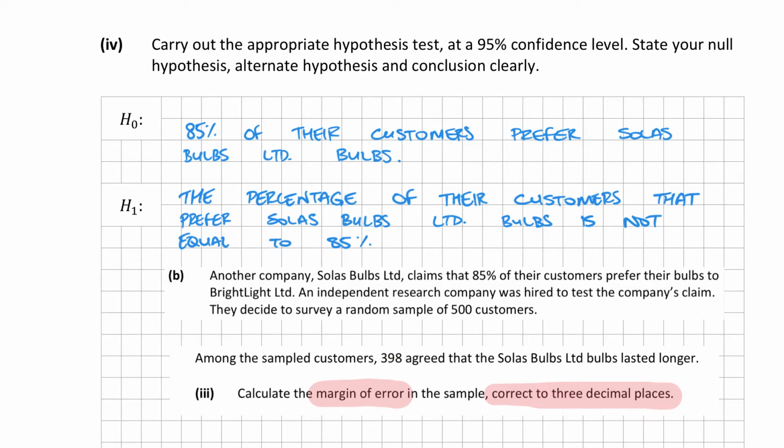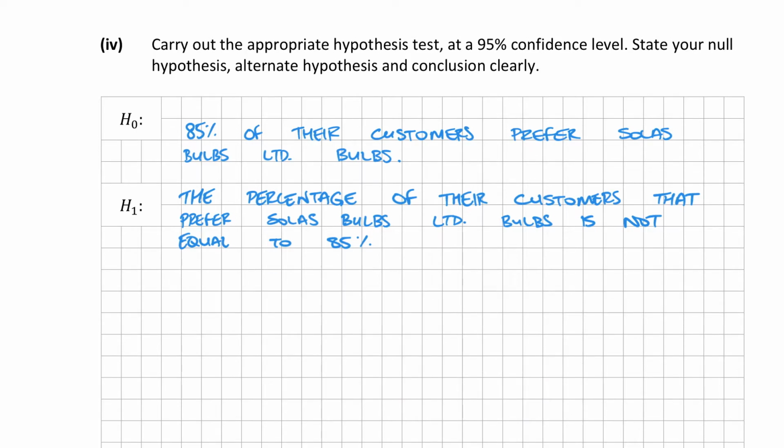Okay, so 398 out of 500. So that's our sample proportion. So p hat, which is our sample proportion, p hat will be equal to 398 out of 500.